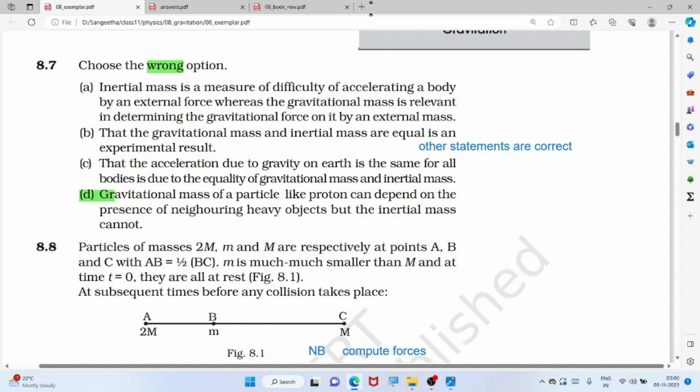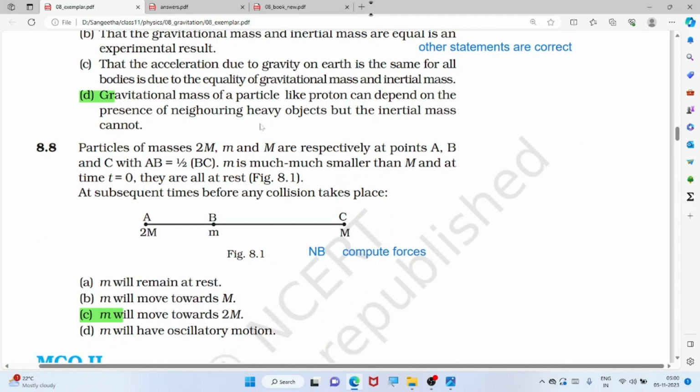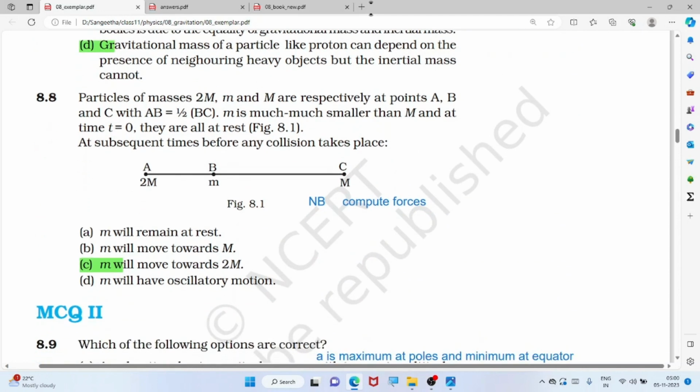The gravitational mass of a particle like a photon can depend on the presence of a neighboring heavy object. No, this is wrong. Choose the wrong option: this is wrong. It does not depend on the neighboring heavy object. So this statement is wrong.